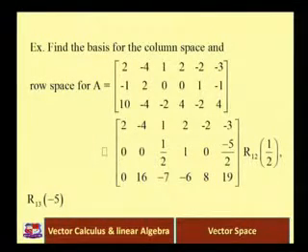So the first row is as it is: 2, minus 4, 1, 2, minus 2, minus 3. The second row is 0, 0, 1/2, 1, 0, minus 5/2. And the third row is 0, 16, minus 7, minus 6, 8, 19. Okay, you can check with a very easy process, nothing difficult.